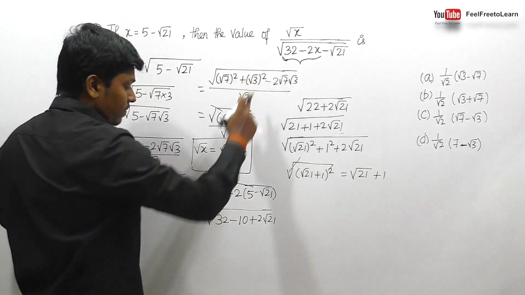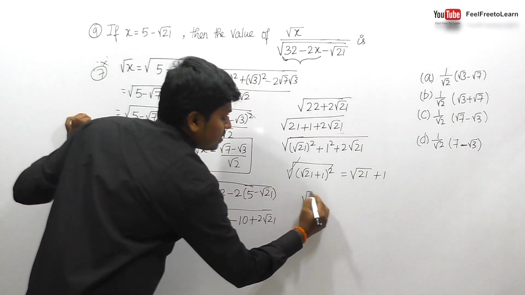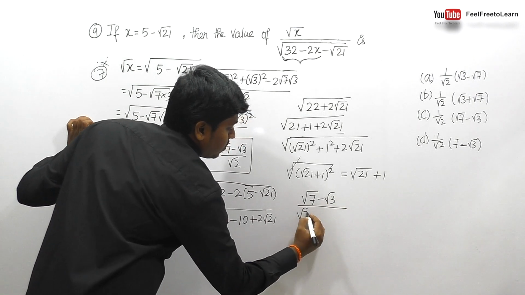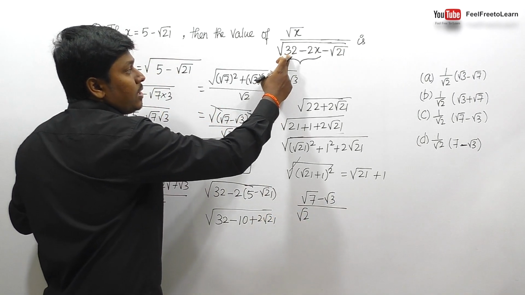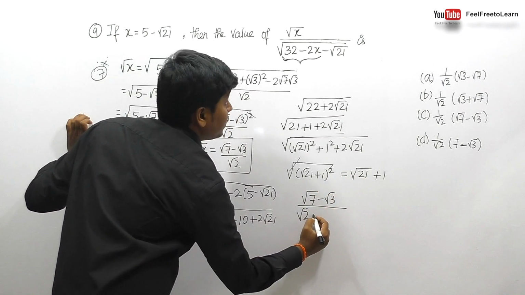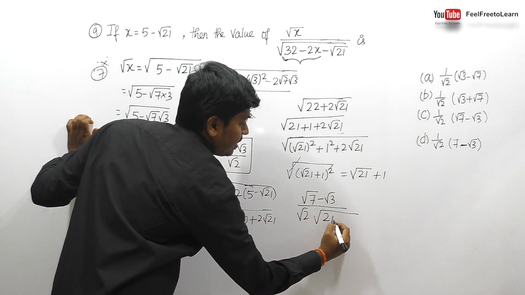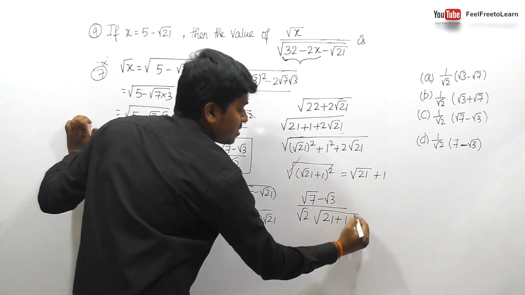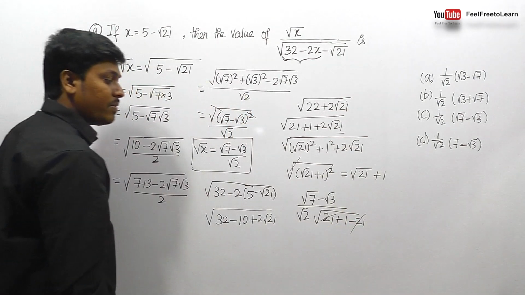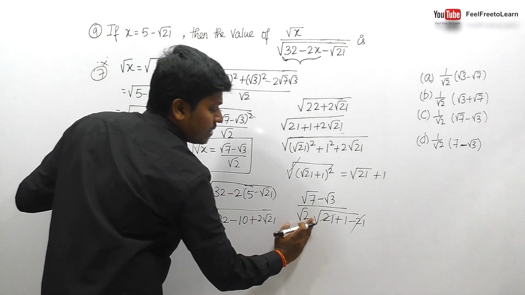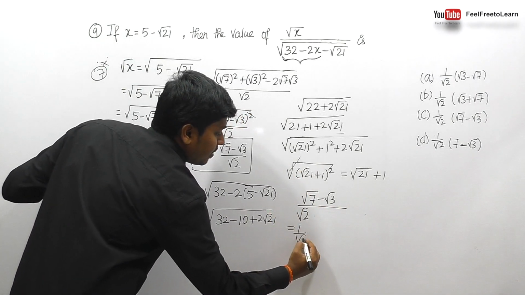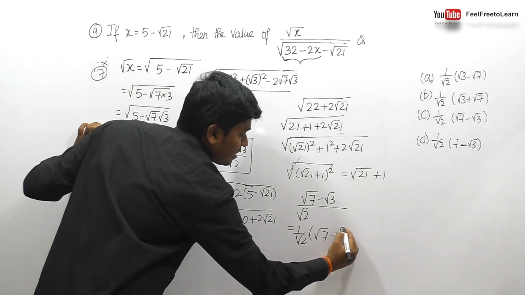We know that root of x will be root 7 minus root 3 divided by root 2, right? And root of 32 minus 2x minus 21, we got 21 plus 1, and here it is minus 21, right? So I think we can directly cancel this root of 21 and minus root of 21. So the remainder will be 1, right? So we don't want to write this expression. So finally we can say that the answer will be 1 by root 2 into root 7 minus root 3.